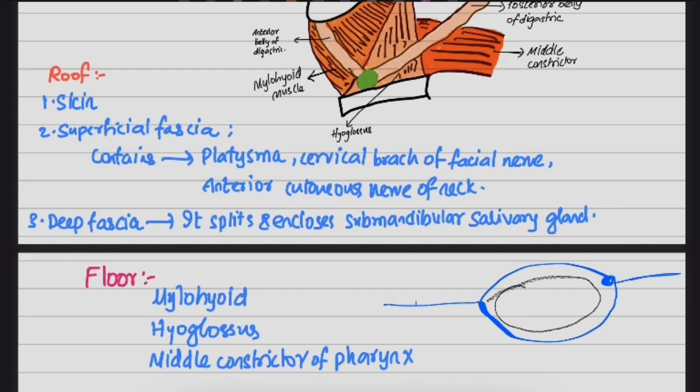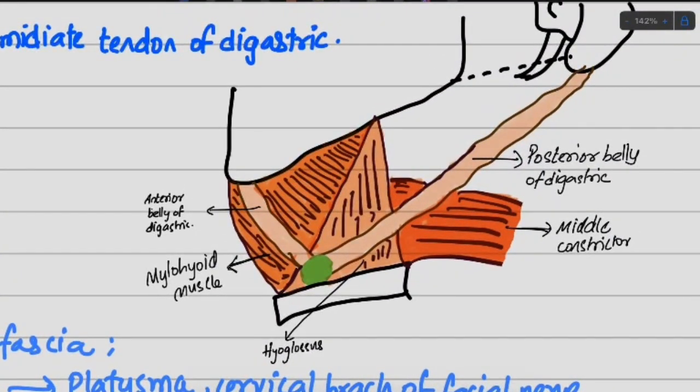Now floor is formed by the mylohyoid, hyoglossus muscle and the middle constrictor of pharynx. You can appreciate the floor here also. So this is the mylohyoid muscle, and this is the hyoglossus muscle, and this is the middle constrictor of pharynx. Okay, I hope you guys are clear with the floor.